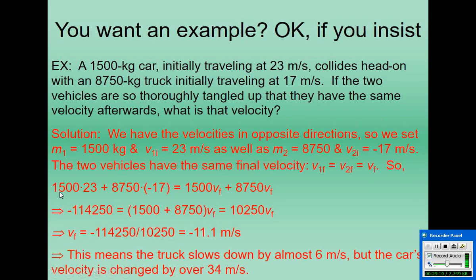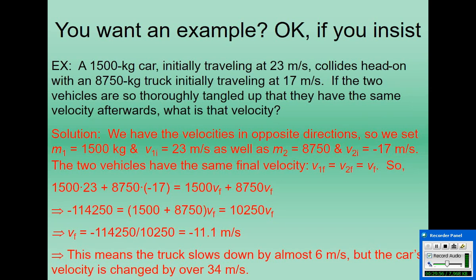The initial momentum of the system is 1,500 times 23 plus 8,750 times negative 17. The final momentum of the system is 1,500 times V final plus 8,750 times V final. V final is the only unknown quantity, so we can solve for it. Turns out that V final is equal to negative 11.1 meters per second. We have the final velocity. I didn't know the duration of the collision. I couldn't calculate the acceleration. I can't calculate the forces, but nevertheless, I'm able to find the final velocity thanks to conservation of momentum.